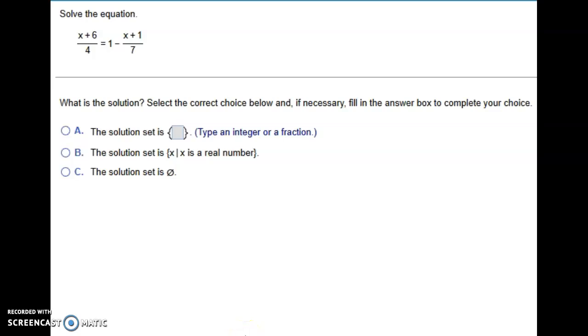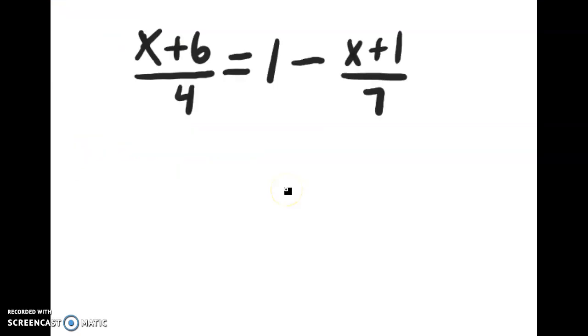This question comes from section 2.1. It says to solve this equation. And so let's take our whiteboard and let's do this equation. In this equation, we have fractions. And so it would be best to clear the fractions in order to work with this.